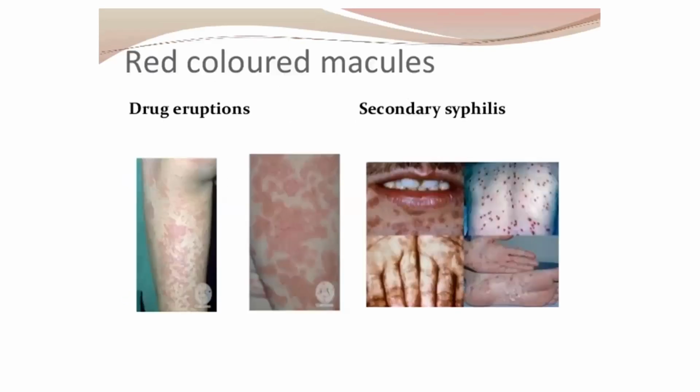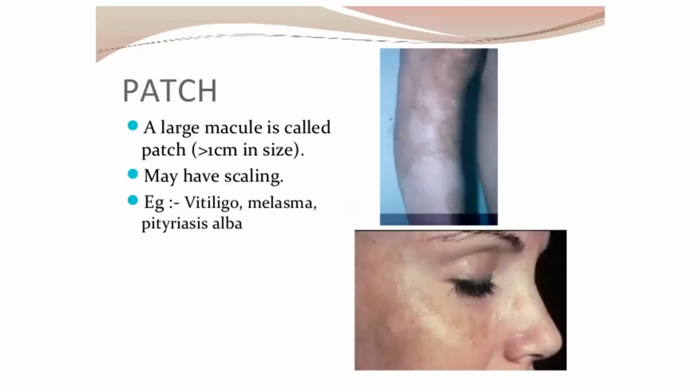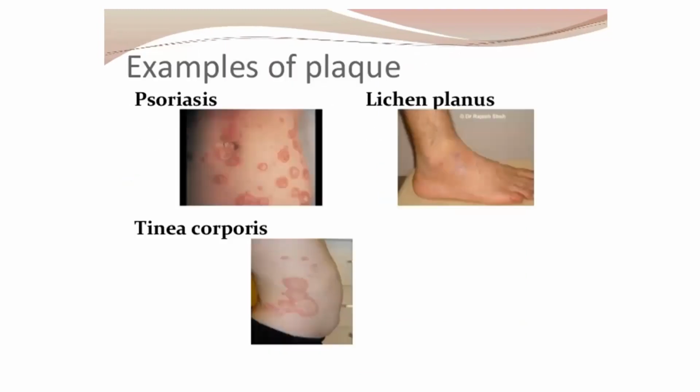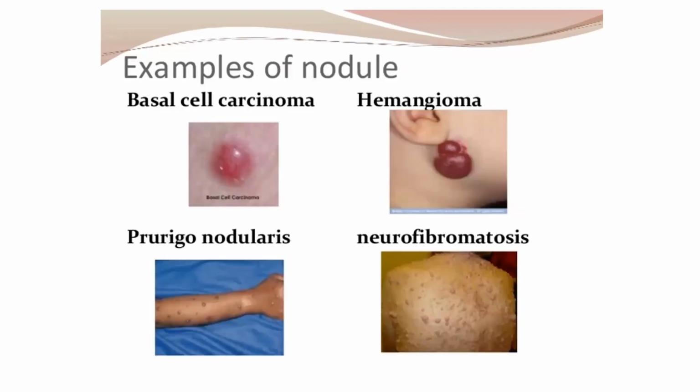Macules, for example, drug eruptions in secondary syphilis. Patch, a large macule, more than 1 centimeter, is a patch, for example, vitiligo, melasma, pityriasis alba. Then papules, molluscum contagiosum, skin tags, you can see the difference, this is flesh-colored, white or yellow. Plaque, for example, psoriasis, lichen planus, and tinea corporis.